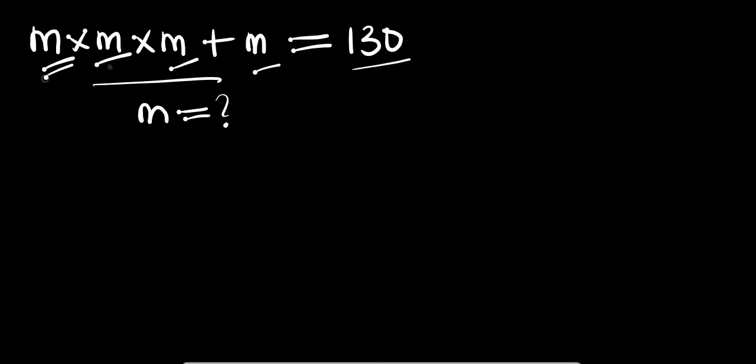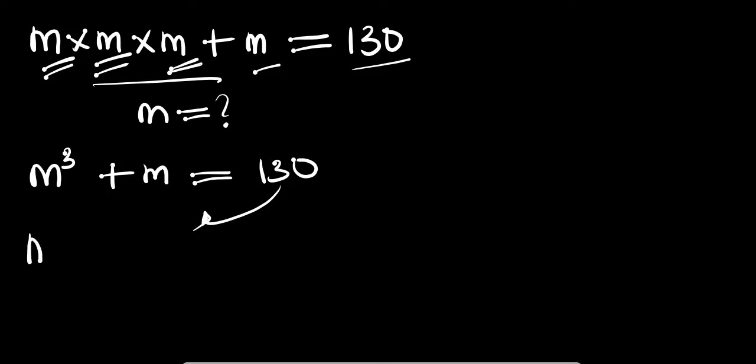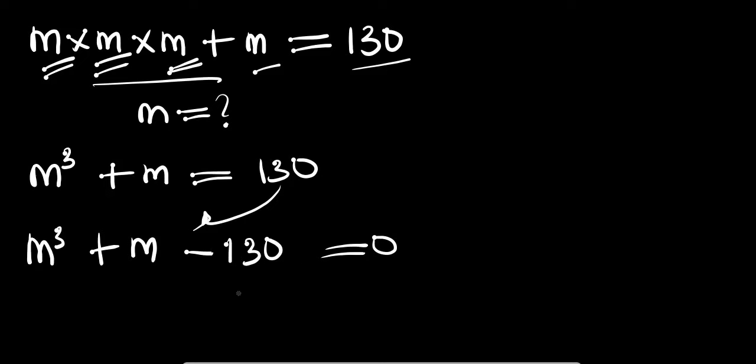Now, if you have m times m times m, this is m raised to the power of 3, plus m, and this equals 130. So we can move this over here. We have m power 3 plus m minus 130 equals 0. Then the next thing is for us to split this negative 130 into two parts: negative 125 and negative 5. Negative 125 plus negative 5 is negative 130.